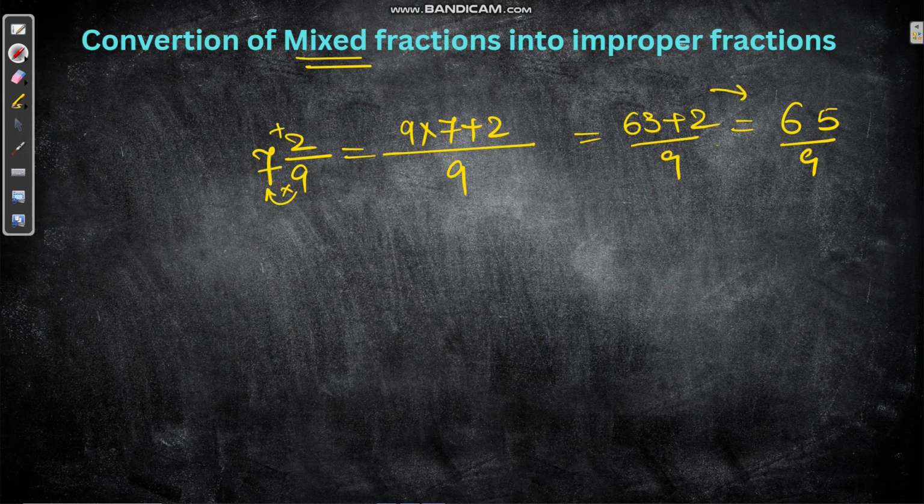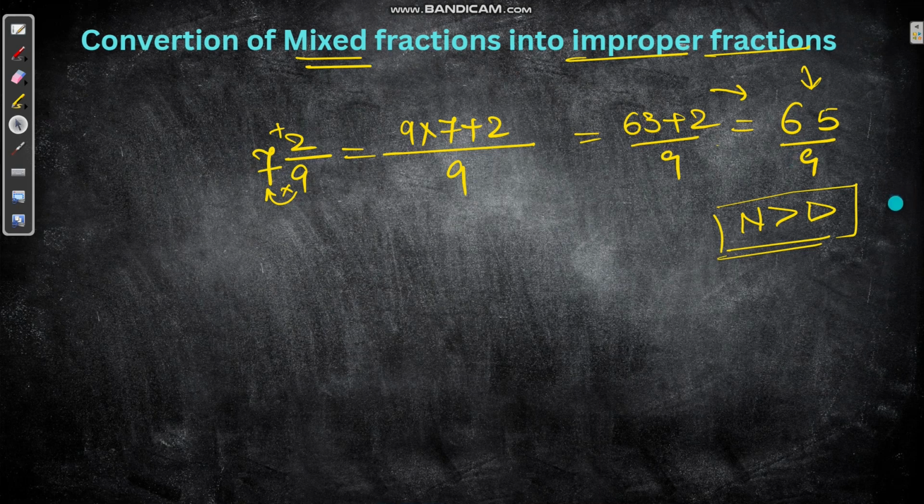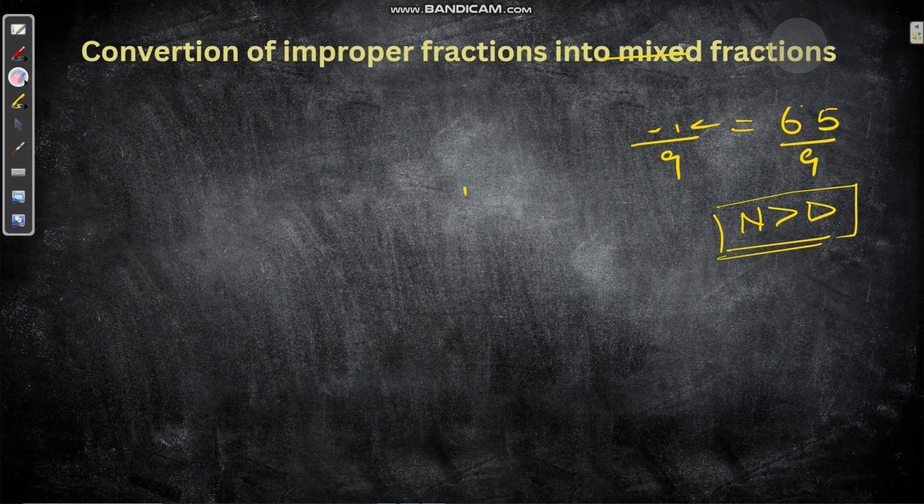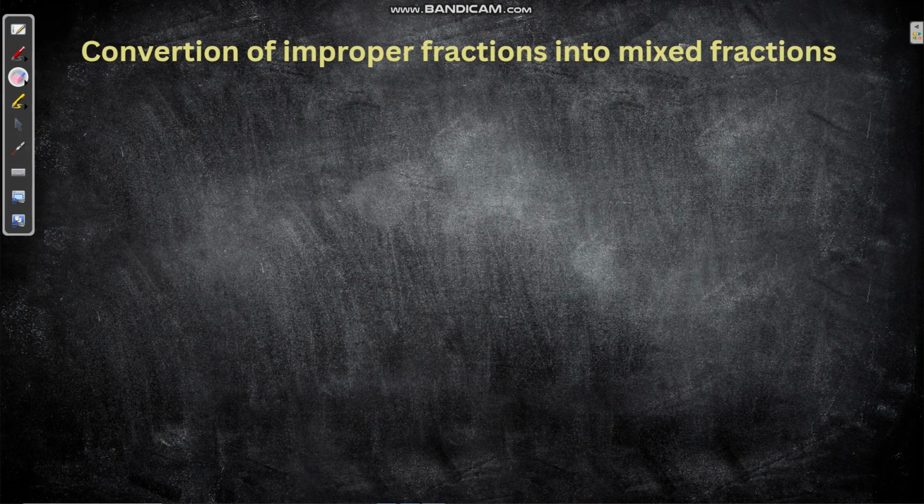So this is an improper fraction and we want that only. 65 is the numerator and this numerator is greater than your denominator. So that's an improper fraction. Let's move on to the next and the last topic for today, that is conversion of improper into mixed. It's opposite now. So let's take one example of an improper fraction.